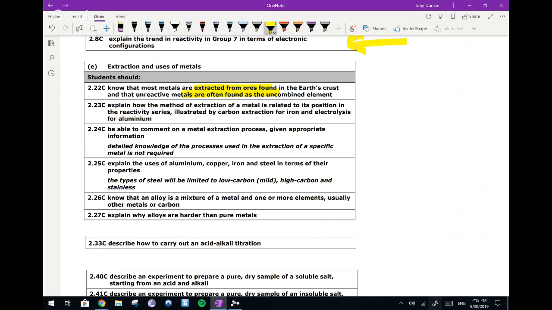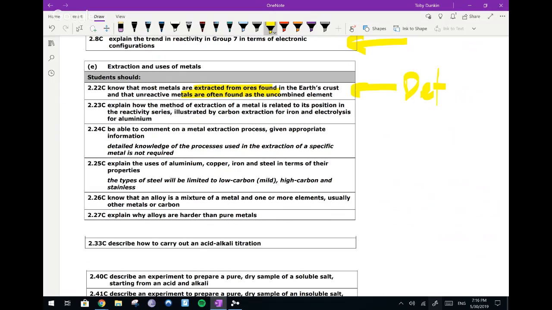I've got a feeling that they're going to actually ask you for the definition of an ore, which is a rock that contains sufficient metal or metal compounds to make it worthwhile extracting. Learn it. So I'm expecting a definition to appear there. Next, explain how the method of extraction of metal is related to its position in reactivity, electrolysis, and carbon. Anybody above aluminium is electrolysis, below carbon is going to be blast furnace.